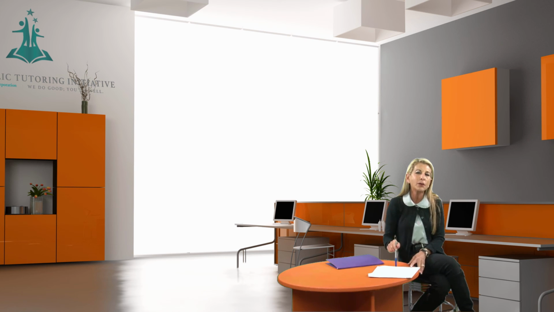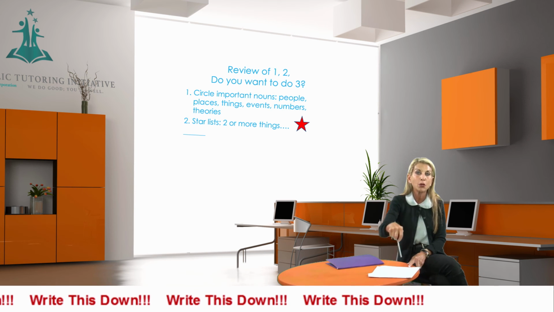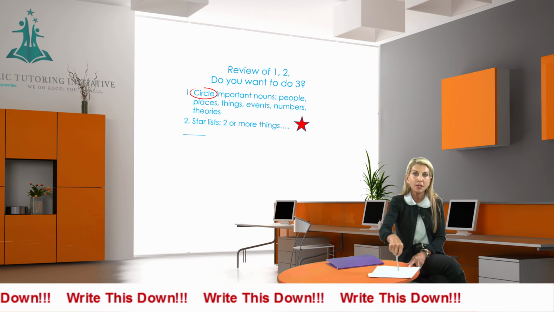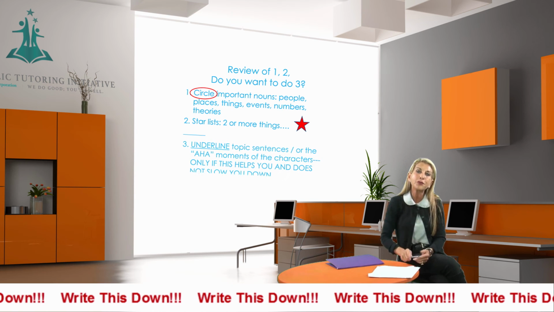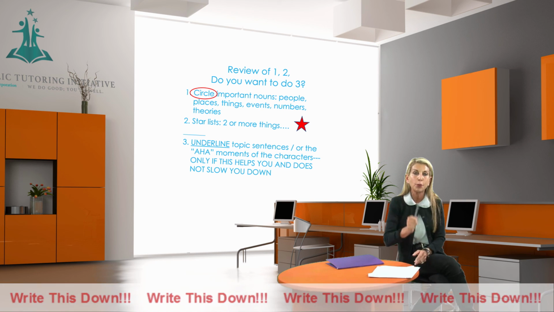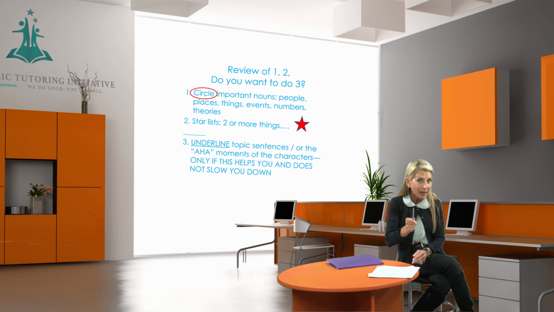All right, so now we understand why we have 1, 2, 3, 4, which is short story, history or government, humanities or arts, and science. And now we have 1 and 2. We know to circle nouns, people, places, things, theories, names, and numbers, and we know to star lists. Now, number 3 is negotiable. The first 2 are non-negotiable. Number 3 is you. You're going to have to make that decision.